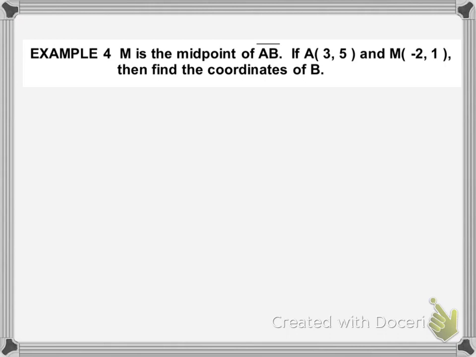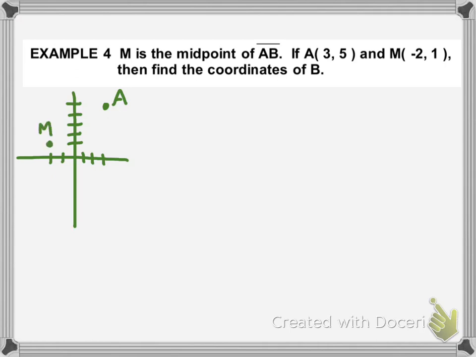This example is not to find the midpoint, but to use one endpoint and the midpoint to find the other endpoint. So you're kind of working backwards here. It says M is the midpoint of segment AB. If A has coordinates 3, 5, and M has coordinates -2, 1, then find the coordinates of B. So I'm going to quickly sketch just so I can get a visual of what's happening here. A is at 3, 5. So there's my A. M is at -2, 1.